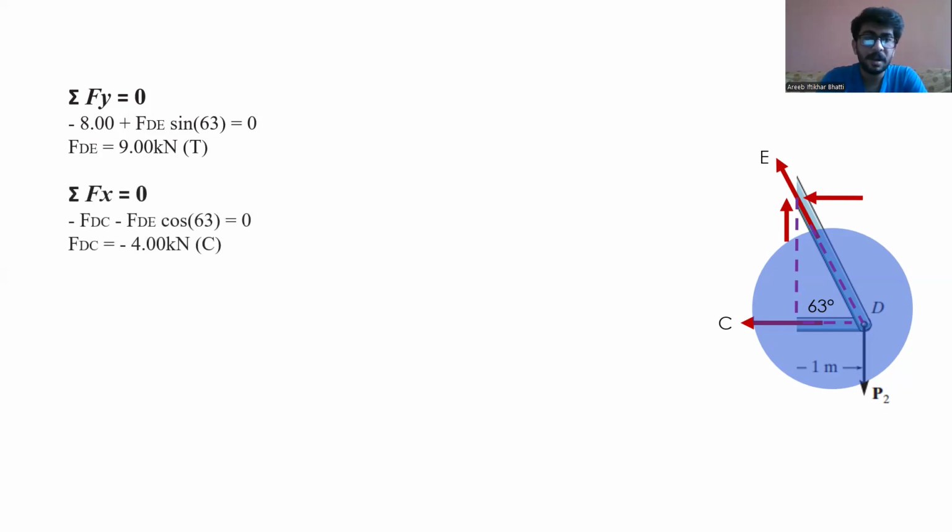And when I apply that sum of forces in x direction is equal to 0, so I get minus FDC force and minus FDE force with its horizontal component with angle 63. So I get force in the member DC, which is equal to minus 4 kilonewton. And you see that this member is in compression.